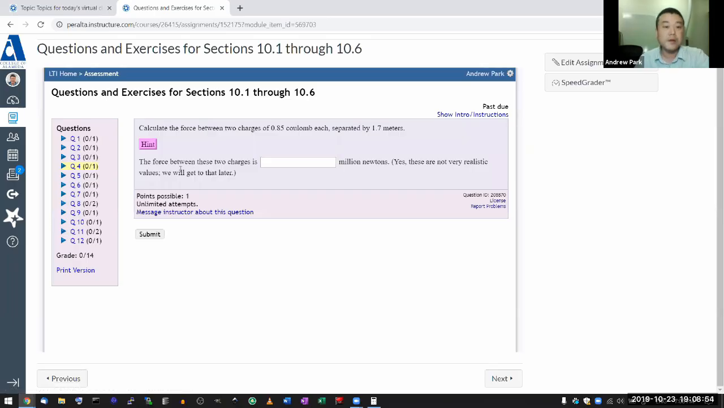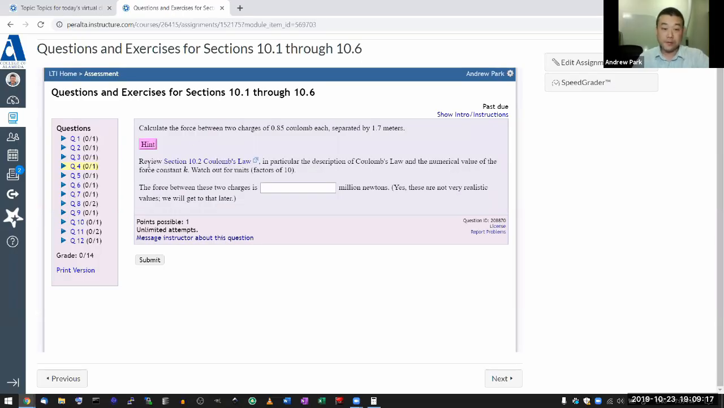All right, this one looks like it requires calculations, so I'll pause it here and then answer the question. It says, calculate the force between two charges of some amount of charge separated by some number of meters. And if you haven't read this in the chapter already, then the hint will take you to the section that covers it. I'll do it just this once. For the other ones, I'll just write down the formulas that I do know.